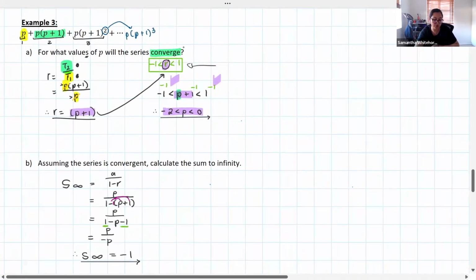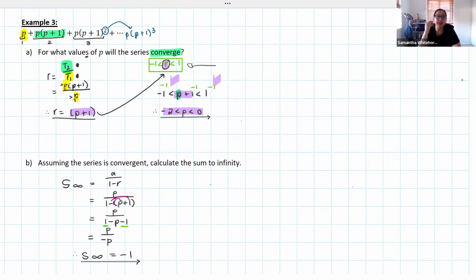Okay, so even though we weren't told what p is, we were told that it is a convergent series. So use the formula that you have, sub in what you know, even if it's in terms of p or x or whatever, sub it in, because you will hopefully be able to do exactly what we've done here and cancel out variables and terms and essentially land up with your sum to infinity.